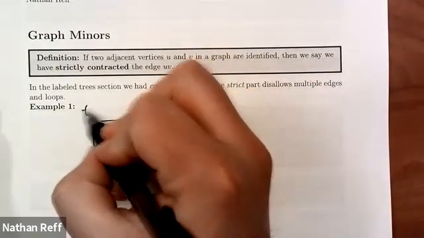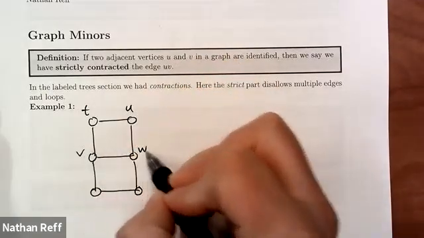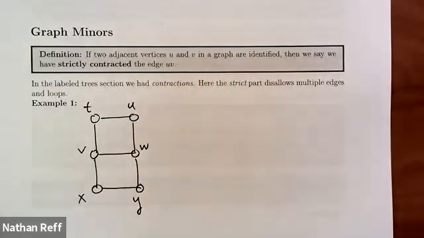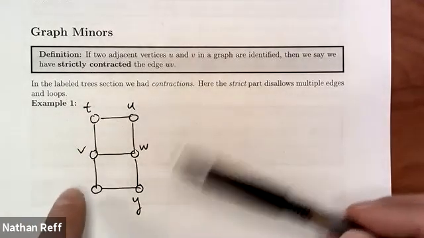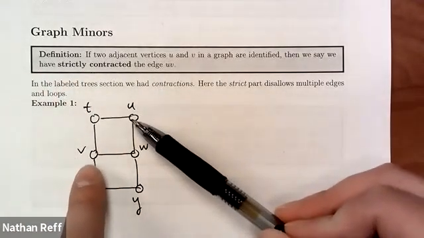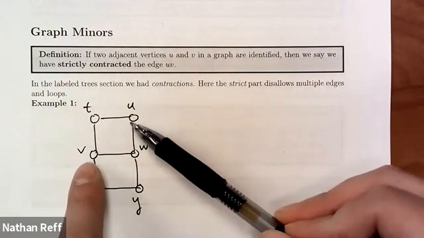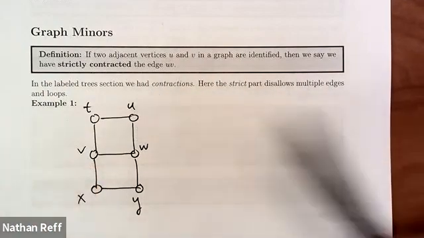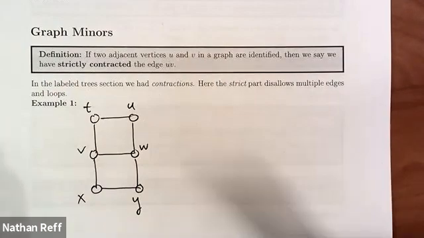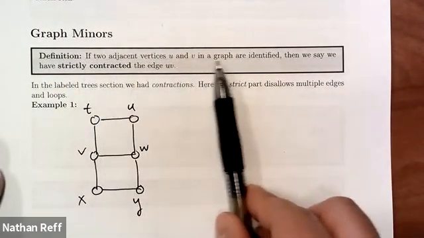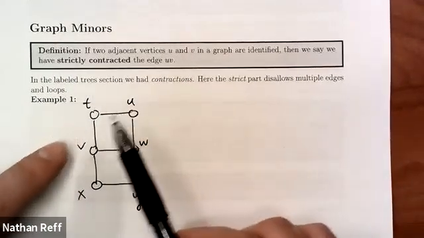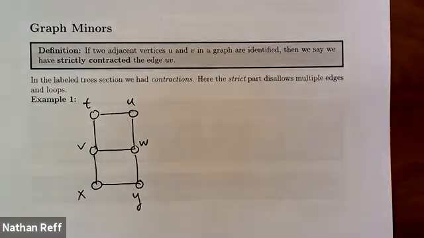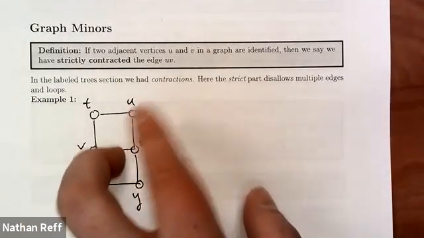Okay, so let's label this T, U, V, W, X, Y. What I'm going to do here is strictly contract U and V together. If two adjacent vertices U and V in a graph are identified, then we say that we have strictly contracted the edge. But you can actually do a strict contraction even if they are not adjacent to each other.